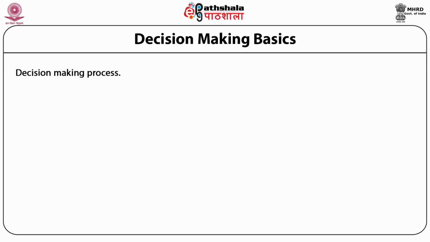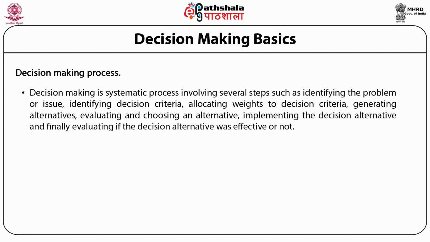The decision making process. Decision making is a systematic process involving several steps, such as identifying the problem or the issue, identifying decision criteria, allocating weights to decision criteria, generating alternatives, evaluating and choosing an alternative, implementing the decision alternative, and finally, evaluating if the decision alternative was effective or not.